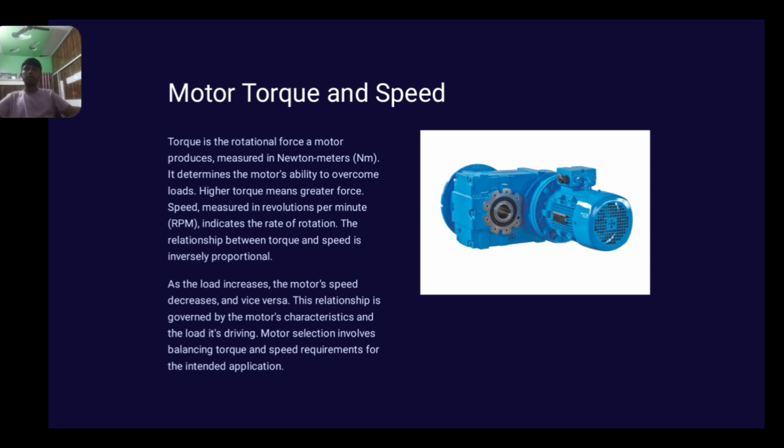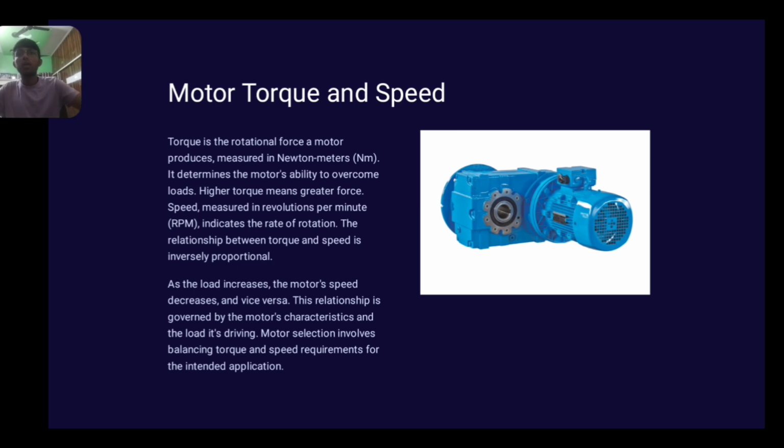The relationship between torque and speed is inversely proportional. As load increases, the motor speed decreases, and vice versa. This relationship is governed by the motor's characteristics and the load it is driving. Motor selection involves balancing torque and speed requirements for the intended applications.